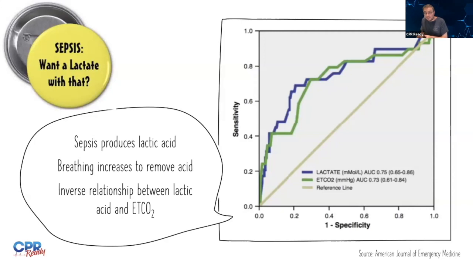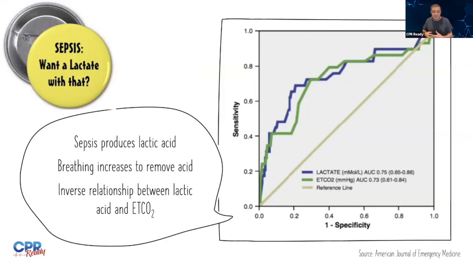So sepsis causes a buildup of lactic acid in the body. This results in acidosis that the lungs try to correct by blowing off excess CO2. There's this inverse relationship between lactic acid levels and the amount of CO2 that you're going to measure as an end tidal number. At first, this seems counterintuitive, right? Because if a patient is acidotic, and we think of high CO2 levels as being associated with acidosis, wouldn't it make sense that the end tidal is higher?